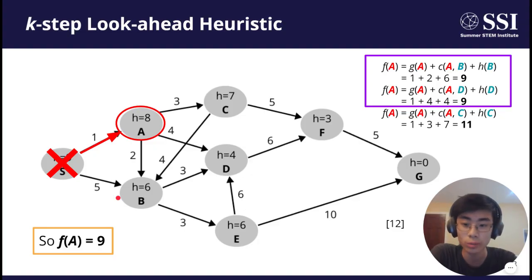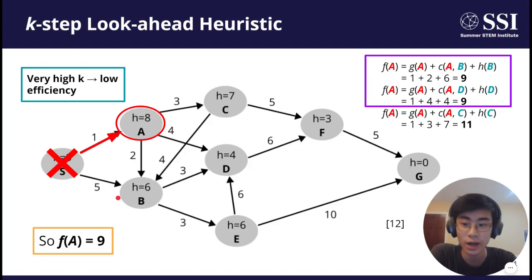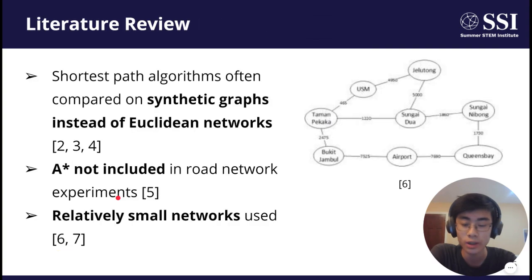While this is just a one-step look-ahead heuristic, we can have any value of k, but this becomes less and less efficient for very high values of k because the number of steps that this algorithm would have to take increases exponentially. The current literature often compares shortest path algorithms on synthetic or randomized graphs instead of Euclidean networks, and many experiments did not include A-star when testing on road networks.